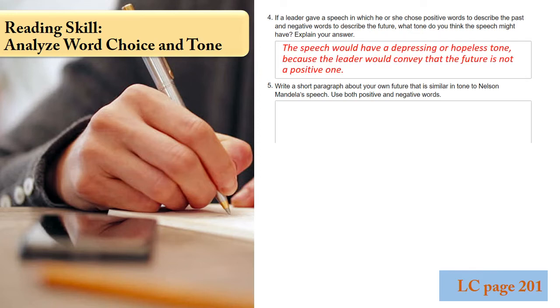I think the speech would have a depressing or hopeless tone. It's because the leader would convey that the future is not as positive as it should be.